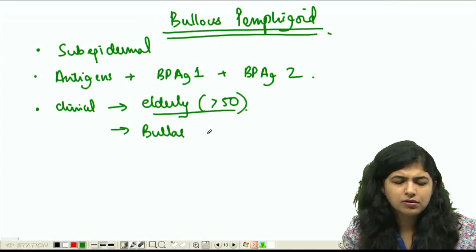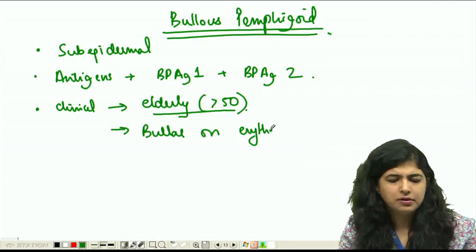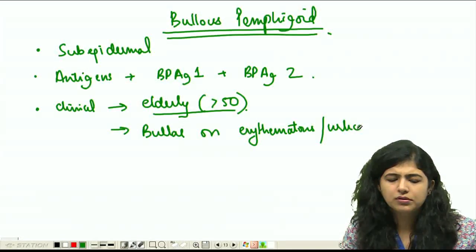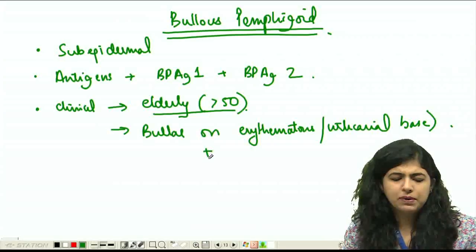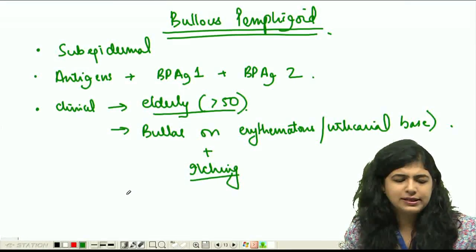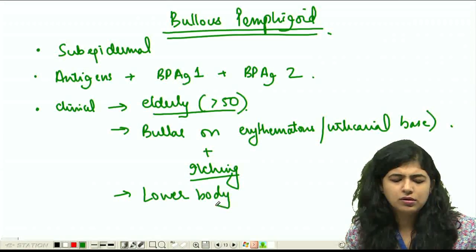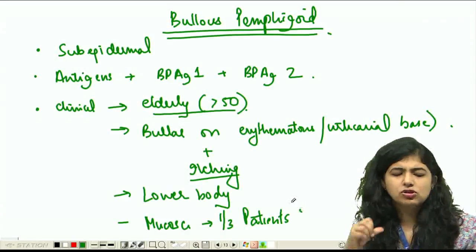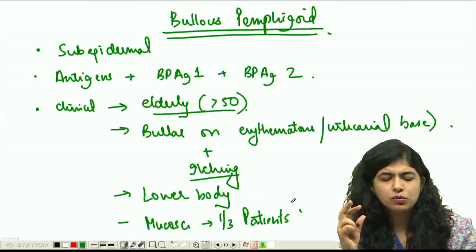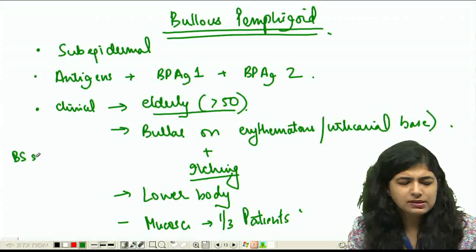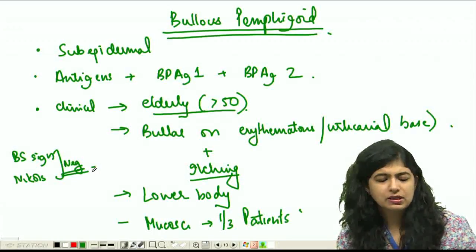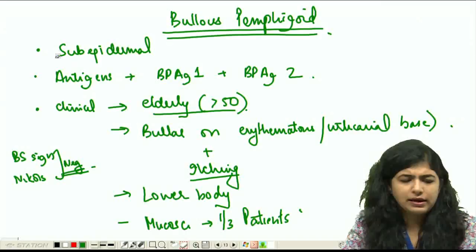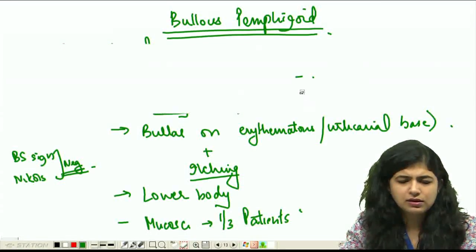Then there will be bullae on an erythematous or urticarial base. They will not be present on normal skin. The base on which the bulla is present will be red. Plus there will be itching and the lesions will predominantly be on the lower body. Mucosa can be involved in one third of the patients. So this will be the typical description of a bullous pemphigoid patient. The bulla spread sign and the Nikolsky sign will be negative. This is the typical description of the lesions. I am sure you all will not have any doubt in this.